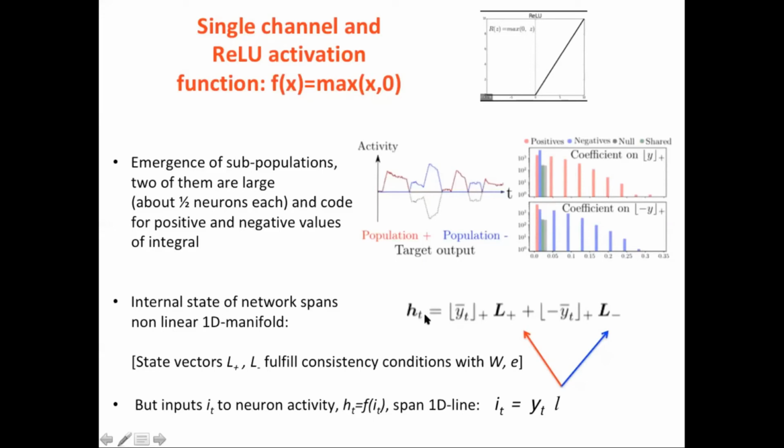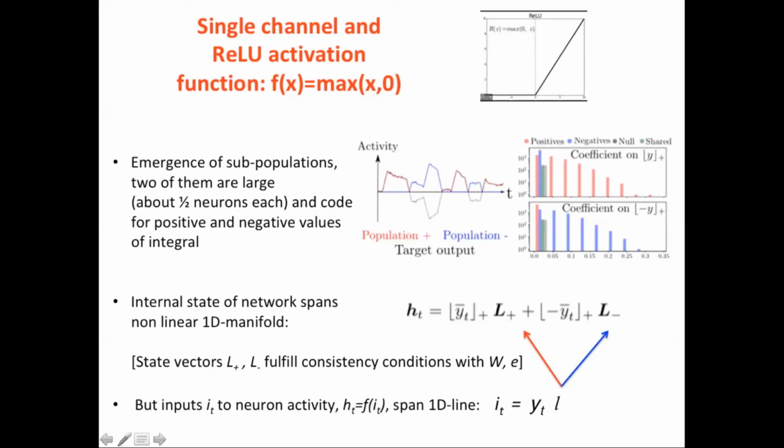So how does that work more precisely? You see that h of t, which is the activity state of the network, is equal to the value of the integral when it's positive. Here this bracket plus means exactly this function. So it's equal to the argument, which is the integral, when the integral is positive.